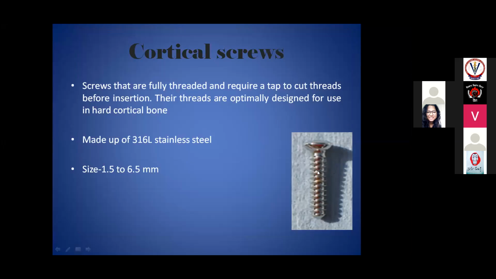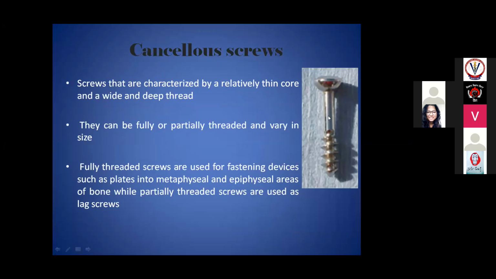Cortical screws are those which are used on the cortex of the bone, the hard cortex of the bone. They are made of stainless steel, and you get them in different diameters, like 1.5 to 6.5 mm. Depending upon the size of the dog, you have to select the size of the screw. Whereas cancellous screws come either fully threaded or partially threaded like this. They are usually used in cancellous or spongy bone, and you can use either fully threaded or partially threaded screws.